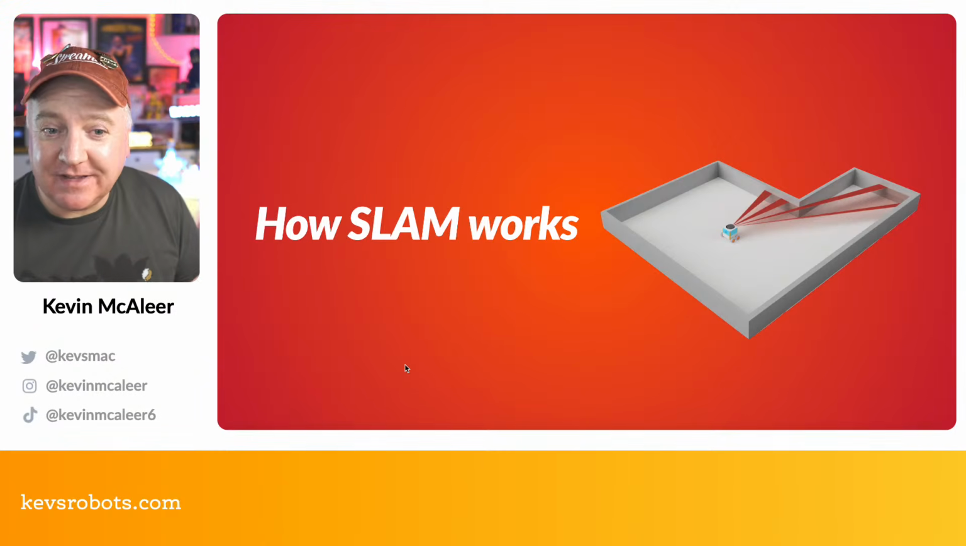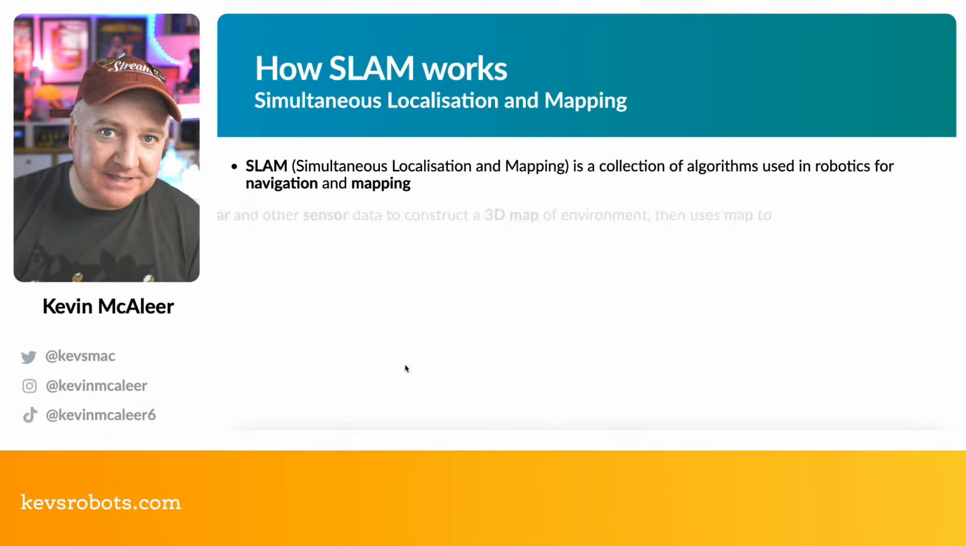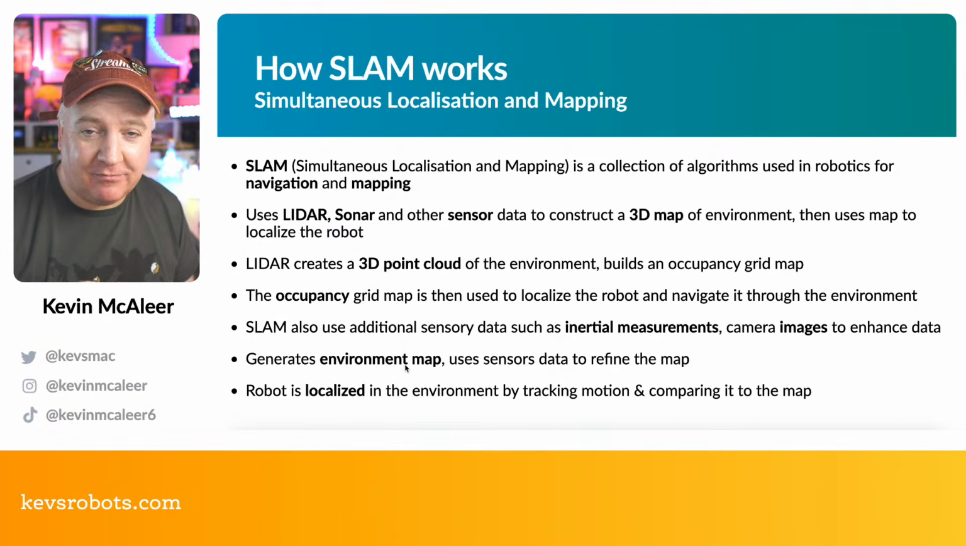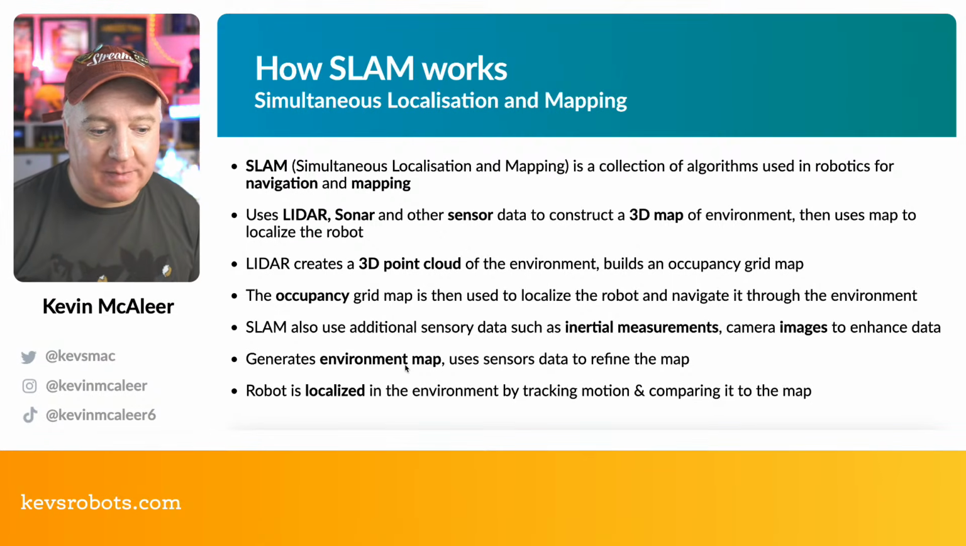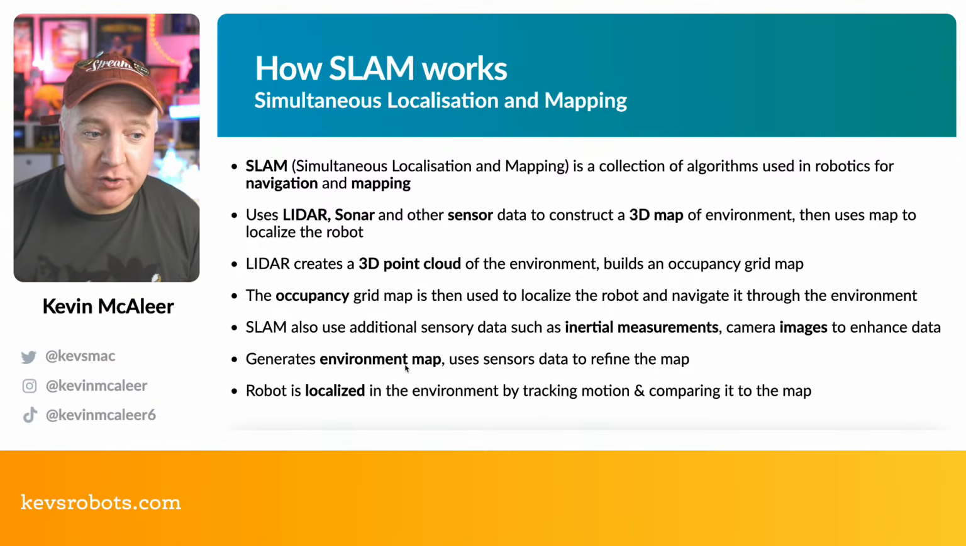So I said we would briefly talk about how SLAM works. Now this is going to be really cool when we get our LiDAR up and running. We can simultaneously localize where our robot is, and we can also map at the same time. It's a really cool algorithm. We can talk about how this actually happens. So SLAM stands for Simultaneous Localization and Mapping, and it's a collection of algorithms used in robotics for navigating and mapping at the same time.